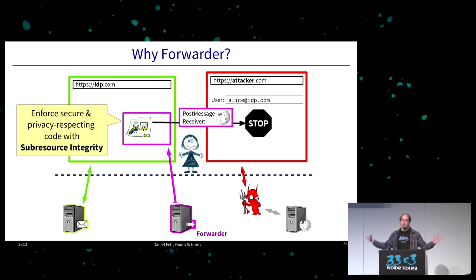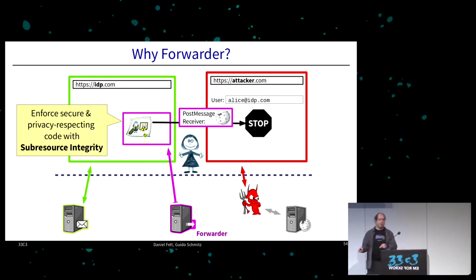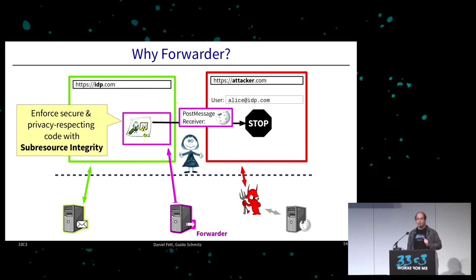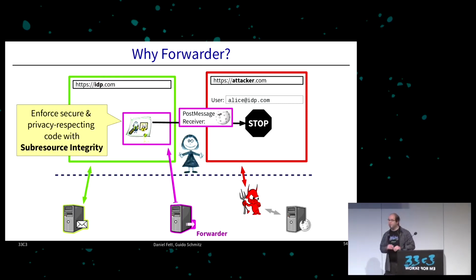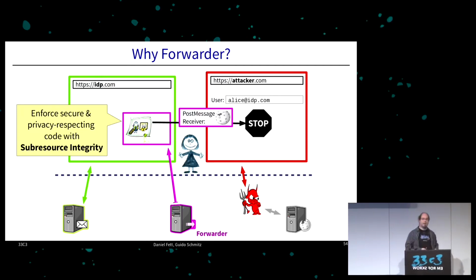And now you may think this forwarder may be malicious and deliver some other script that does strange things, like forwarding things to the attacker directly. But we can enforce that the correct script is running inside that iframe using subresource integrity, where you just tell the browser in this window only this code may run. And in this case, the forwarder cannot just put some arbitrary or malicious code in this iframe. And also, there is no information that leaks back from the browser to the forwarder.